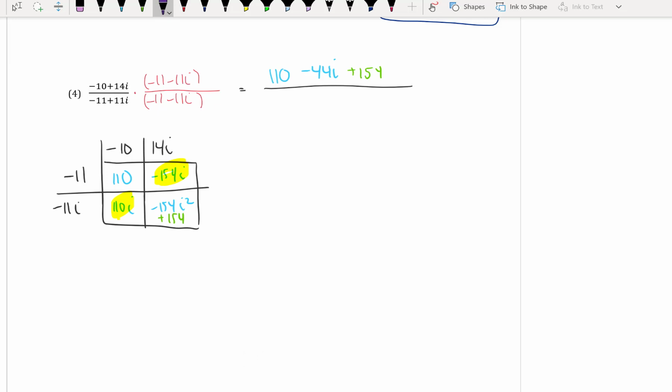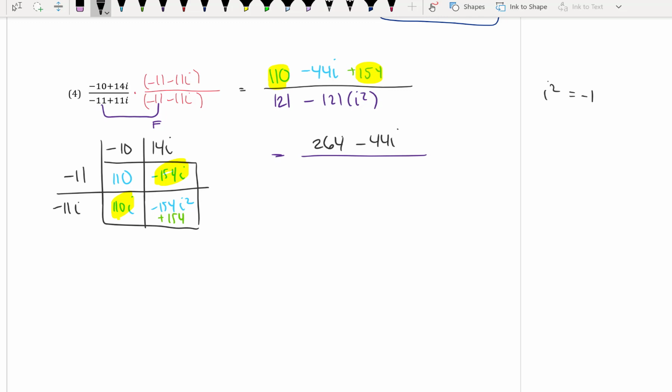Now, down below, since I have conjugate pairs, I'm going to deal with my first and my last. So negative 11 times negative 11 is going to give me a positive 121. And I have minus, and 11 times 11, again, is 121. And don't forget, I have my i squared. So to simplify this just a bit, I have 110 plus 154. So 110 plus 154 is equal to 264 minus that 44i.